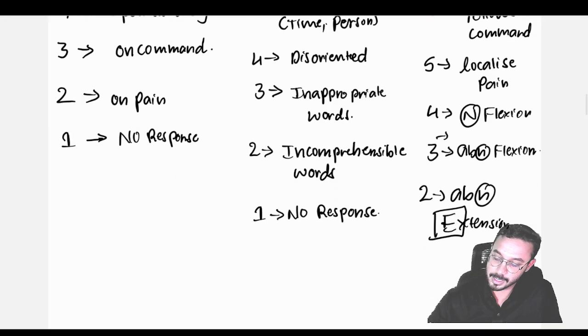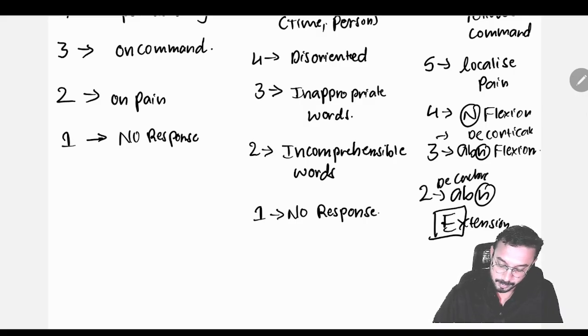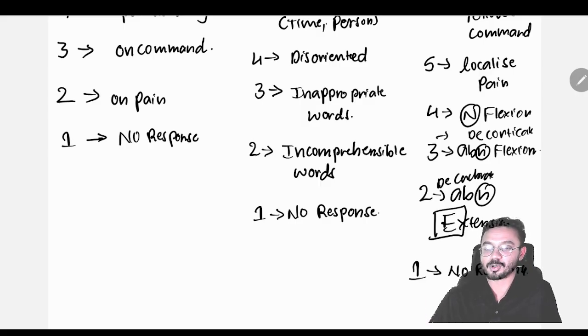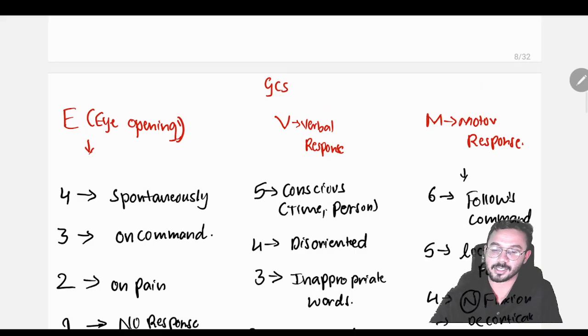This is decorticate and this is decerebrate. And what about 1? 1 is always no response. So this is about Glasgow Coma Scale. I have taught you clearly about all the components. I have explained each and everything.